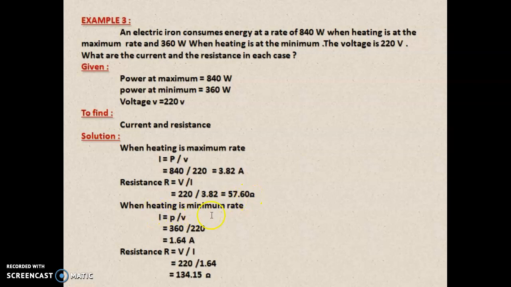When heating is at minimum rate, I is equal to power upon potential difference, that is 360 upon 220, which gives 1.64 ampere. Then resistance is equal to V upon I, so that is 220 upon 1.64, that is equal to 134.15 ohm.